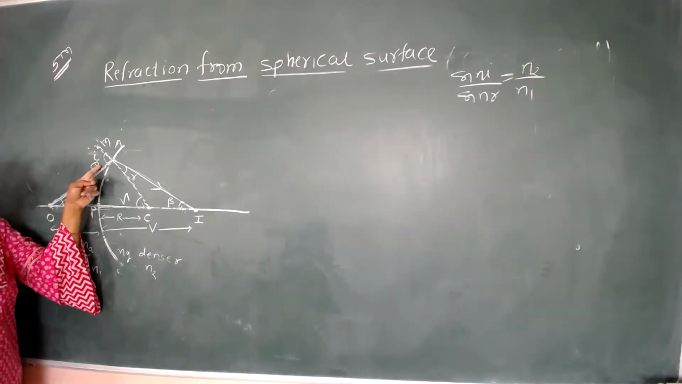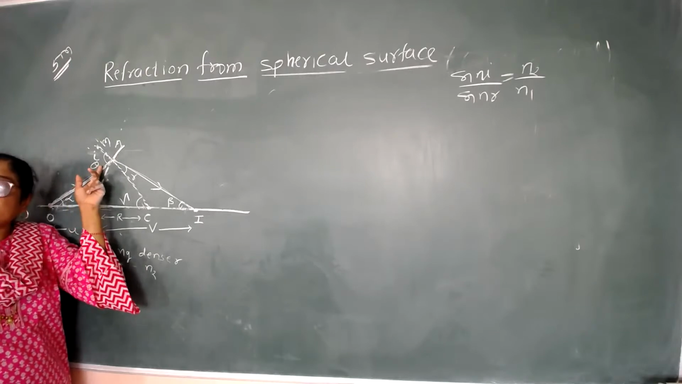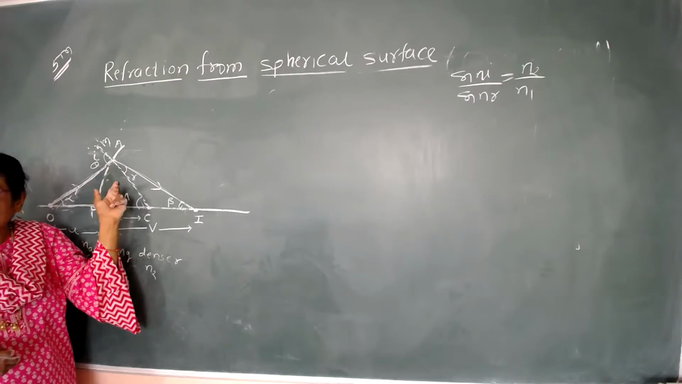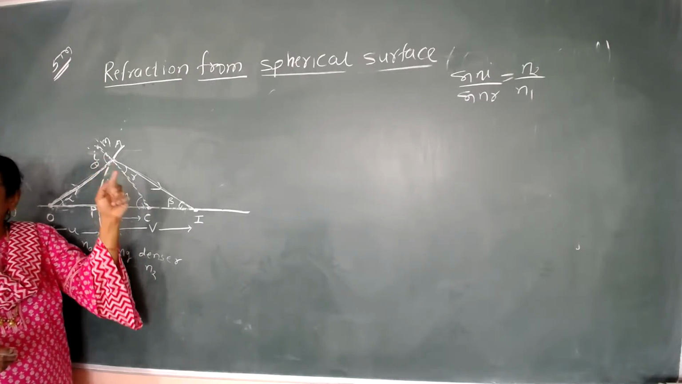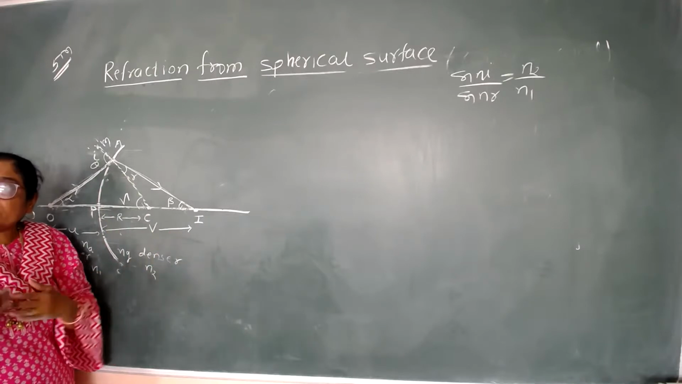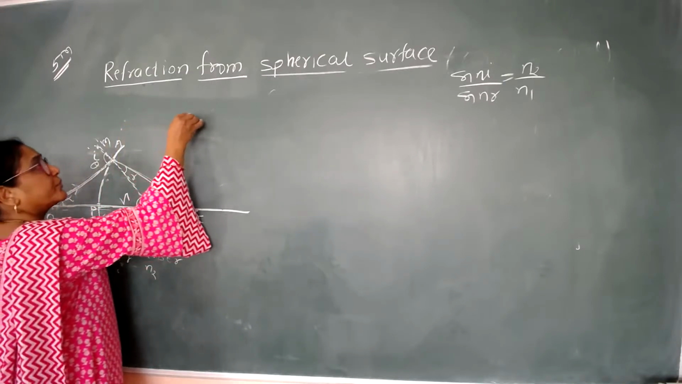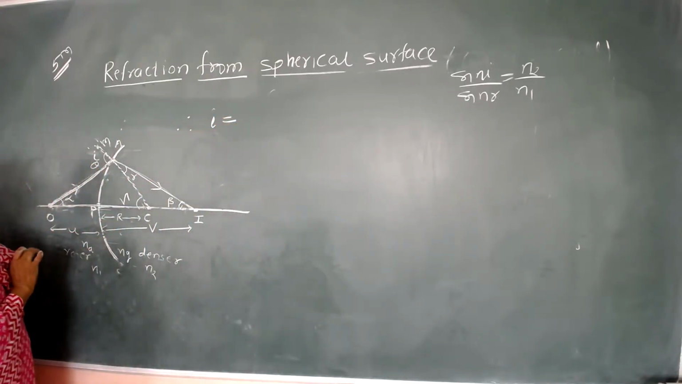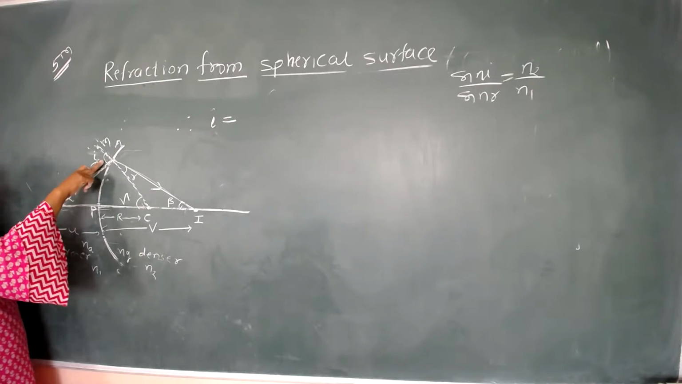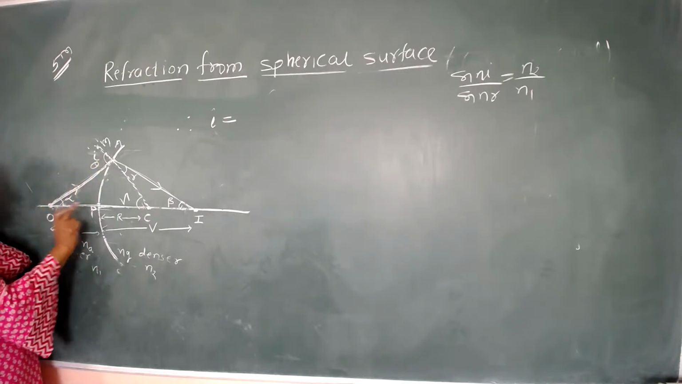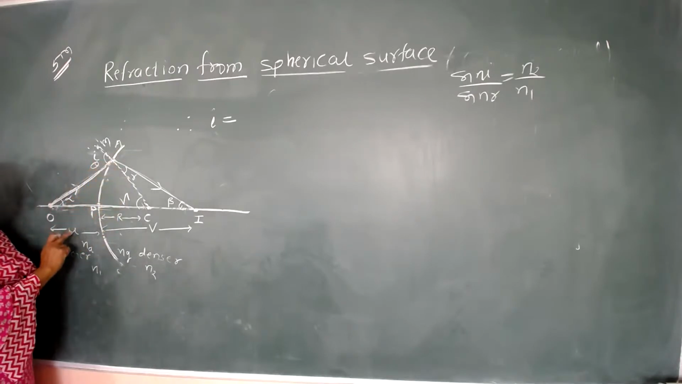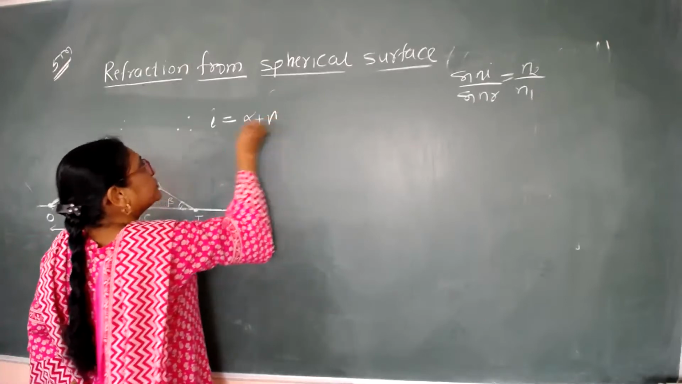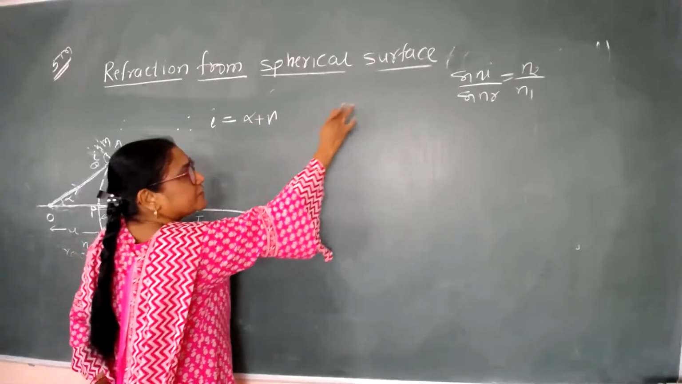What is the meaning of exterior angle? Exterior angle is equal to the sum of the interior angles. In our maths there is a rule that the exterior angle is equal to the sum of the interior angles. So therefore i is the exterior angle, and the interiors are alpha and gamma. Taking this triangle, i is equal to alpha plus gamma.